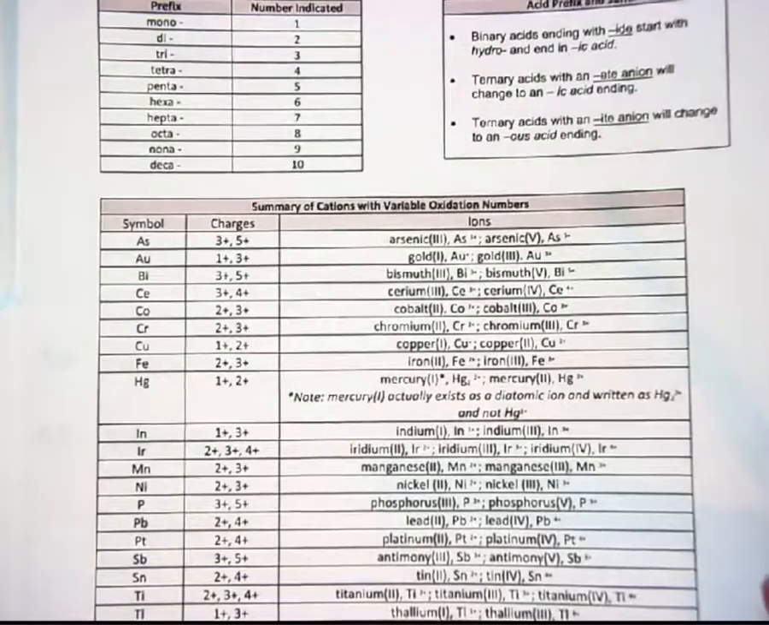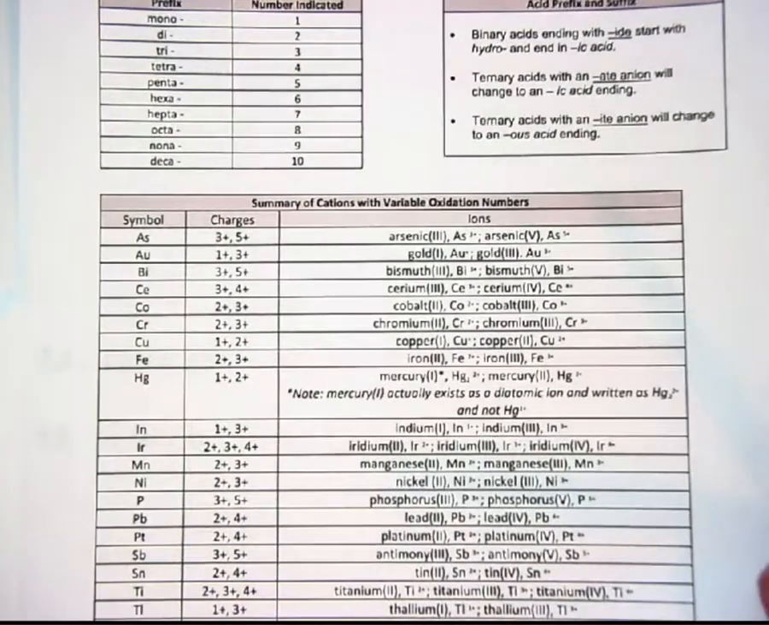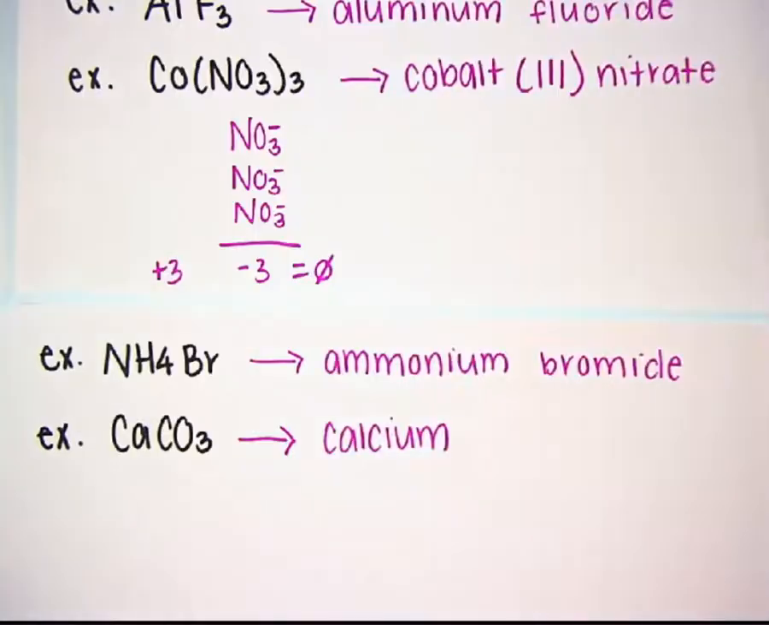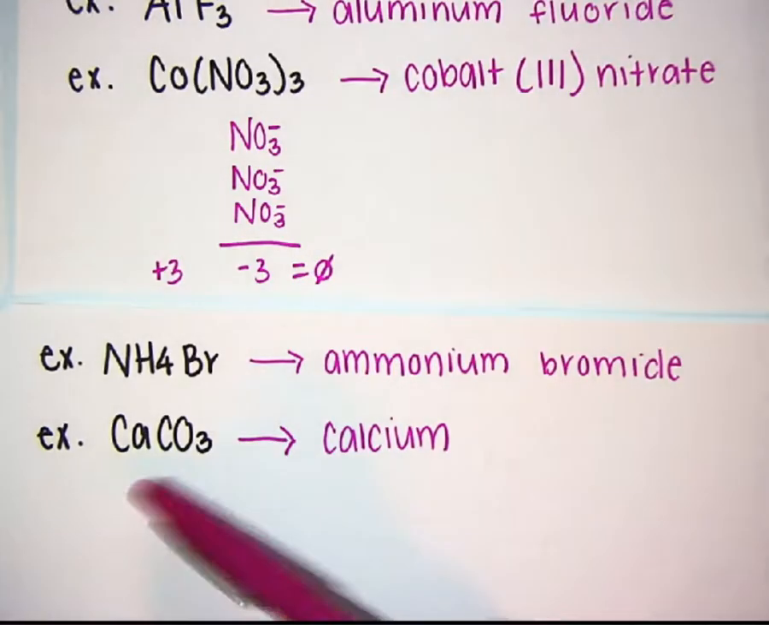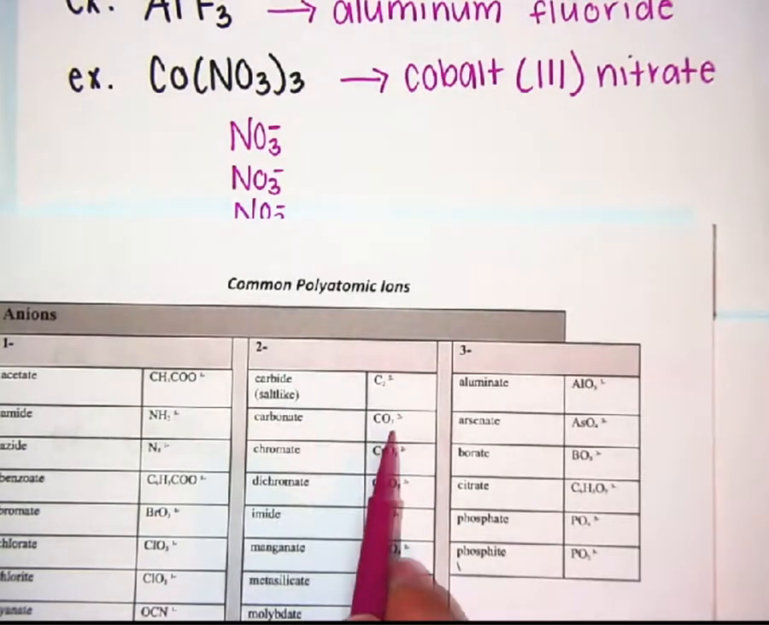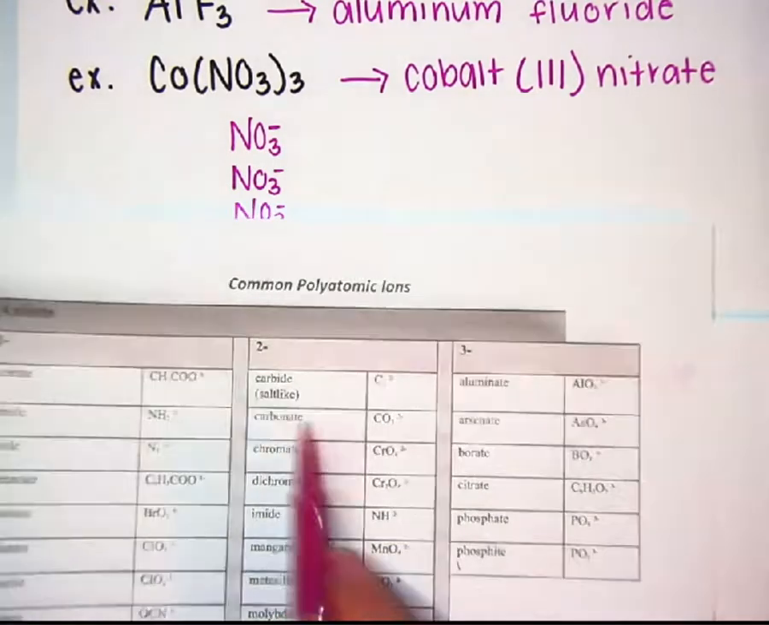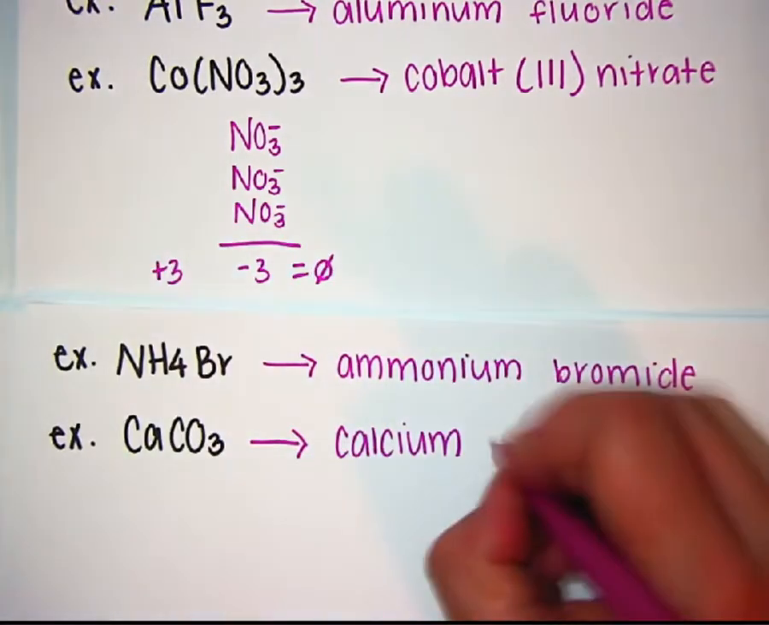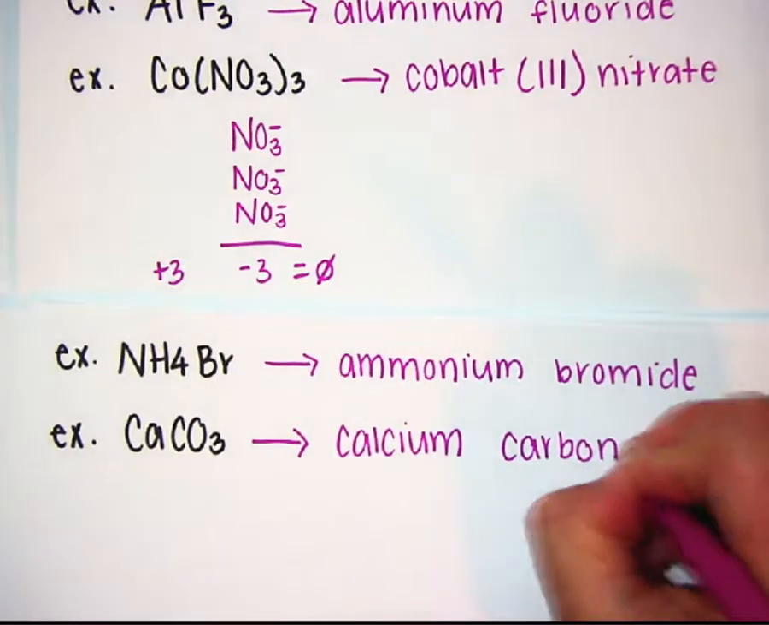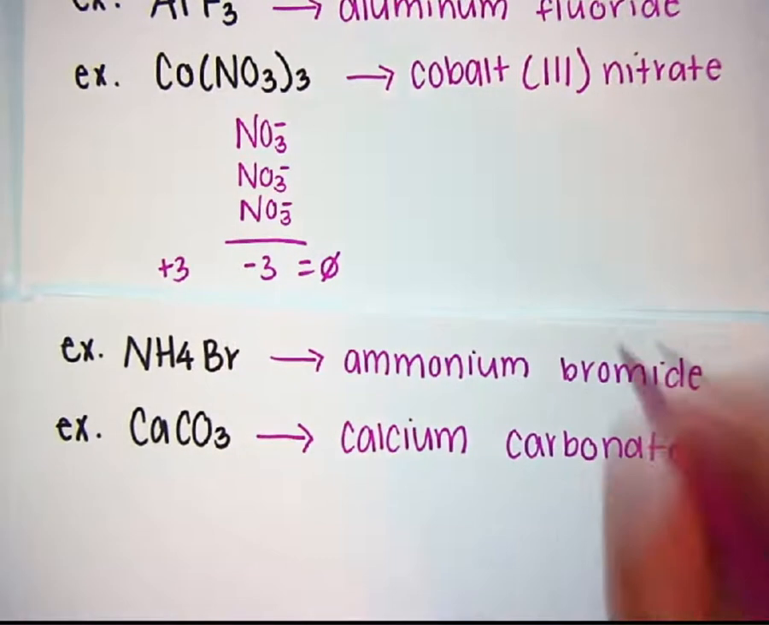Calcium is not on this list. Only elements on this list get a Roman numeral. CO3 is polyatomic. CO3 is carbonate. Never change the name of the polyatomic ion. Calcium carbonate.